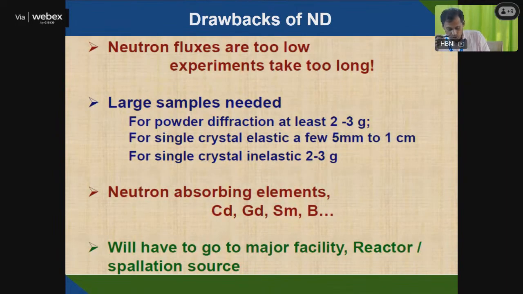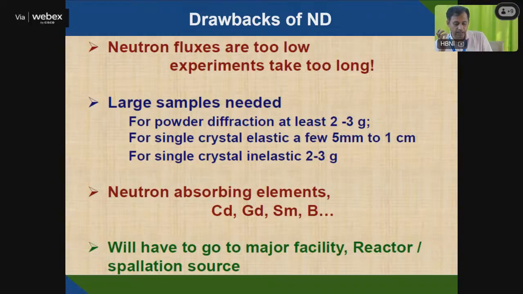But the main drawback of neutron diffraction is that you need a high neutron flux, since the flux is very low, your experiment takes a long time. You have to measure for 24 to 48 hours to get proper neutron diffraction data, and you need large samples. For powder diffraction only 2 to 3 grams is possible, but for a single crystal the sample size is 0.5 to 1 centimeter. In neutron diffraction you always need a large quantity of sample and a longer time.